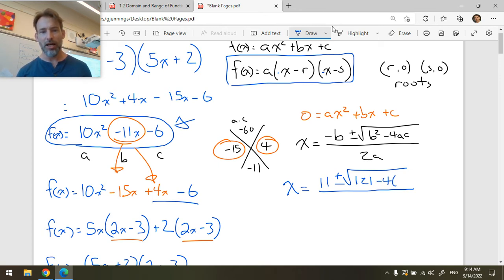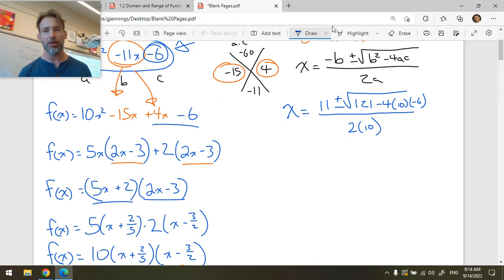Very cool. Minus 4ac, let's write that out. Minus 4 times a is 10. See, I get that here. A is 10. And then c is over here, negative 6. Cool. All right, all over 2a. So 2 times 10. Yeah, I could have written down 20 and skipped a step, but I'm going to do a few lines here anyway.